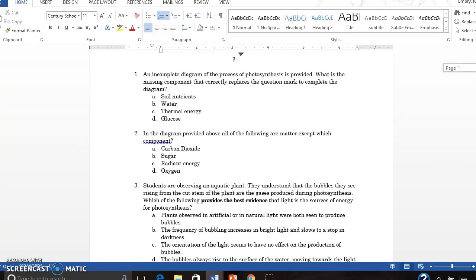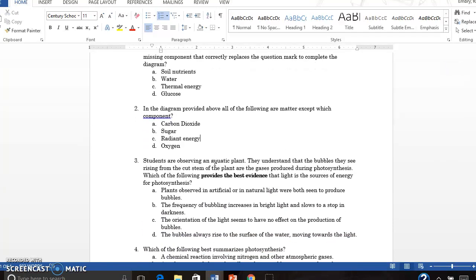Alright, question 3. Students are observing an aquatic plant. Aquatic just means that it lives in the water. Aqua means water. They understand that the bubbles they see rising from the cut stem of the plant are the gases produced during photosynthesis. Obviously, that gas is oxygen. Which of the following provides the best evidence that light is the source of energy for photosynthesis?